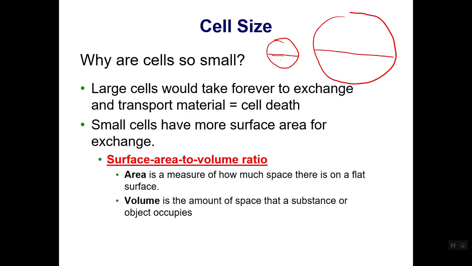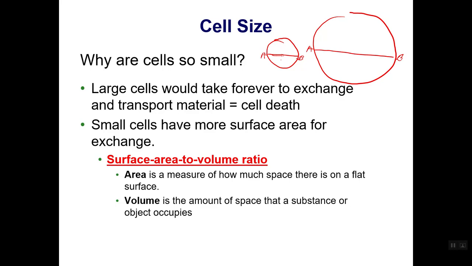So if you can imagine a substance trying to travel across this cell from one point, we'll call this point A, all the way to over here to point B, it's not going to take a long time for it to get from point A to point B compared to how long it would take to get to point B from point A in cell number 2. So that's why cells are so small.